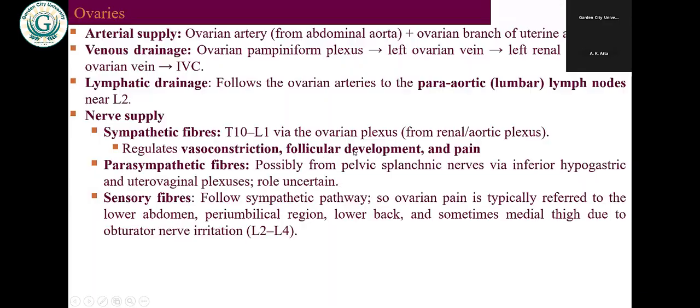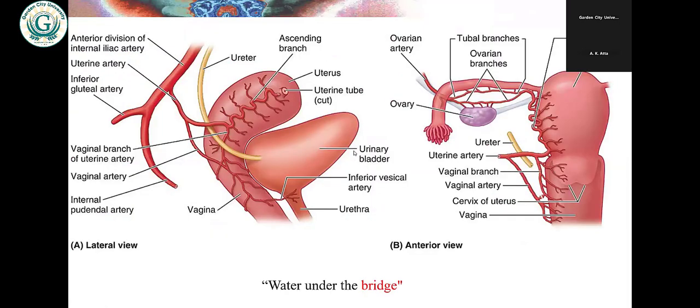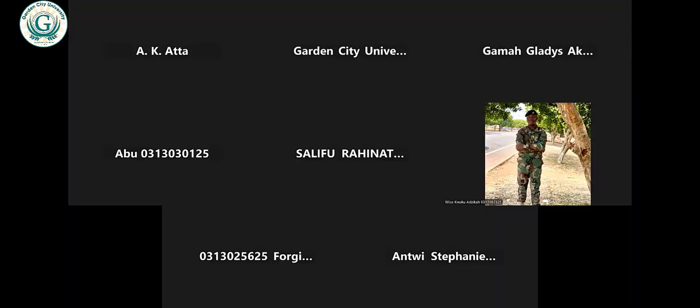So in terms of the innervation: autonomic innervation, then somatic innervation, then sensory innervation, visceral sensory innervation. Because when there's pain coming from the ovary, when there's pain coming from the uterus, that one too, we have to mention it. So there's also going to be visceral sensory innervation.